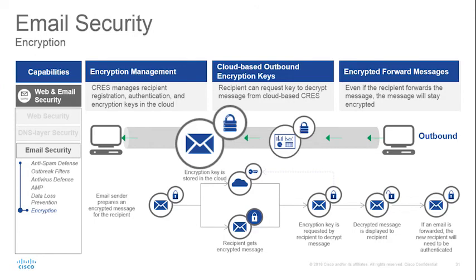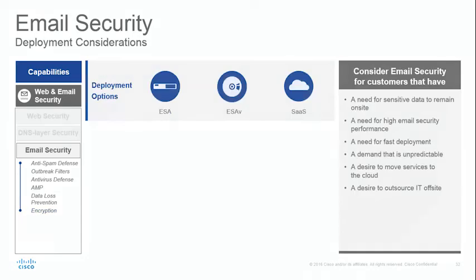Cisco provides many ways to deploy their inbound and outbound email security solutions. ESA, the on-premises email solution, offers a great option for customers looking to keep their secure data on-site. Through ESAV running on top of VMware ESXi Hypervisor and Cisco Unified Computing System, Cisco provides a virtual deployment option as well. This solution is great for customers looking for higher performance and that have unpredictable demand.